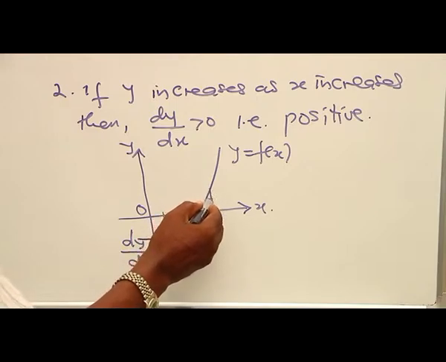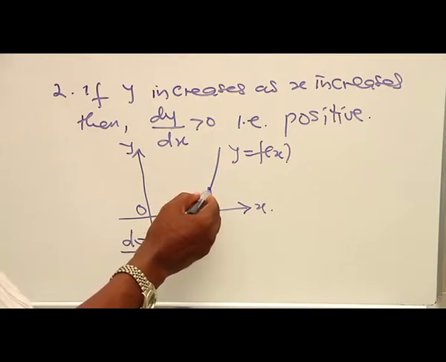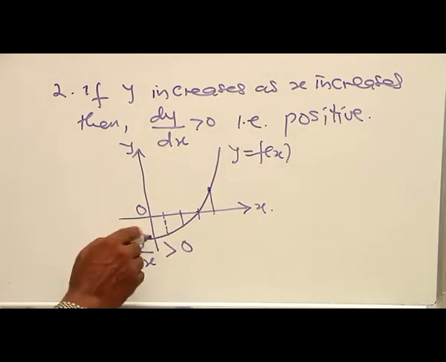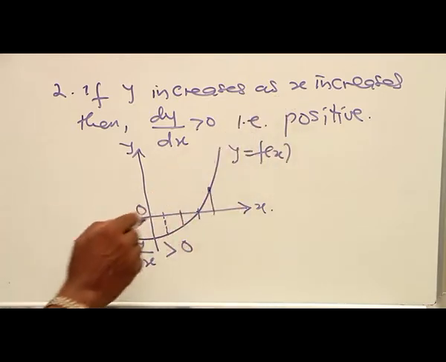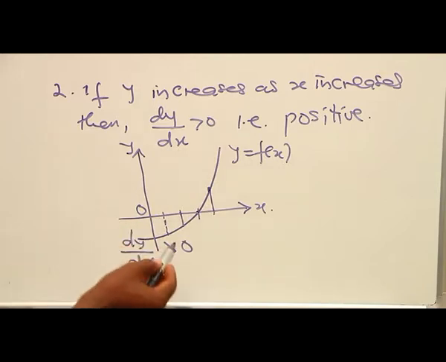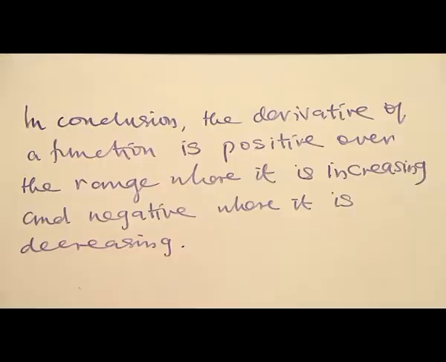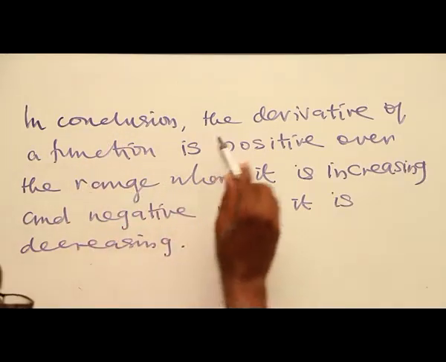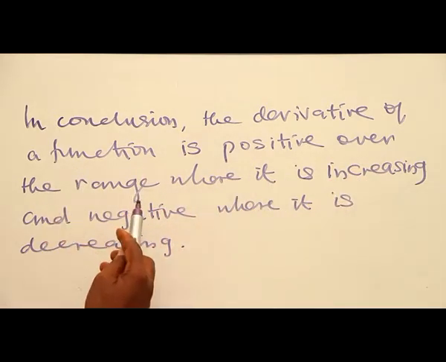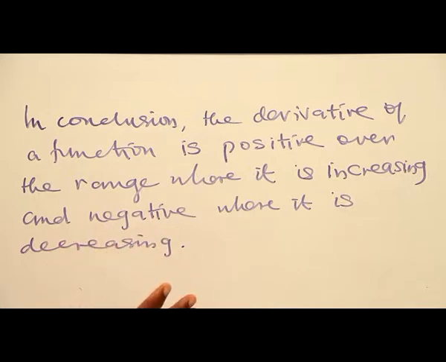When it is here, the value of y is here. So you discover that it is rising. As s is increasing, y is also increasing. Or as y is increasing, s is also increasing. In such a case, the derivative must be greater than 0, that is positive. In conclusion, therefore, the derivative of a function is positive over the range where it is increasing, and negative where it is decreasing.